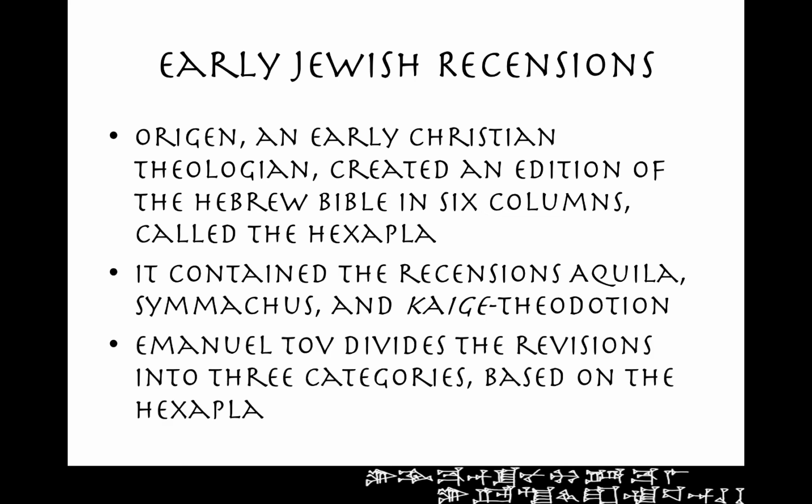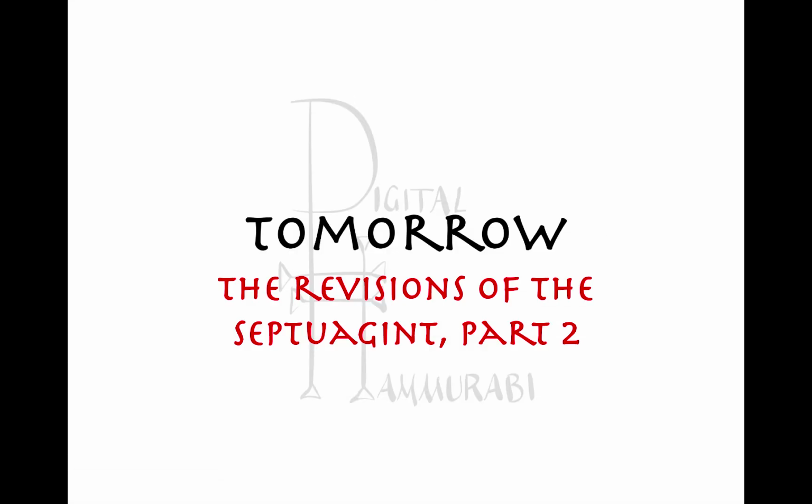So Tov divides the revisions, the early revisions, into 3 categories based on the Hexapla. So that's where we're going to pick it up tomorrow, looking at the divisions of the revisions into their categories, the revisions of the Septuagint.